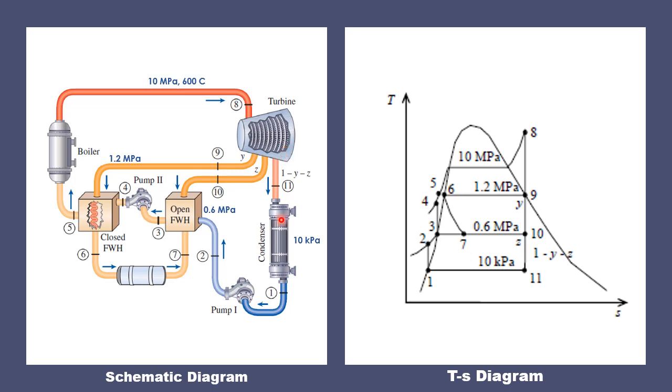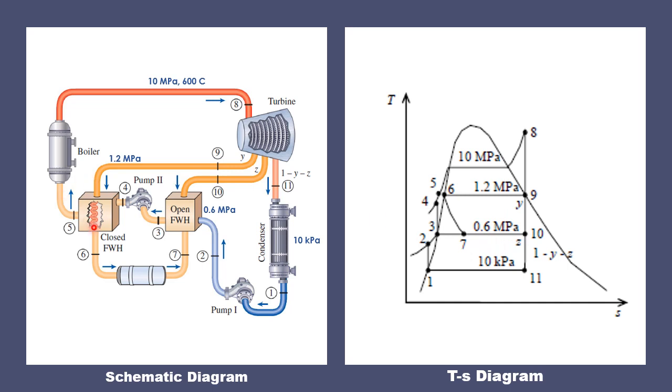So that's why the remaining steam entering the condenser will be the total minus Y minus Z. If we check the TS diagram, we can find that at the condenser, the pressures at points 11 and 1 are the same. Also, at the open feed water heater, the pressures at points 3, 7, 2, and 10 are the same. So points 2, 3, 7, and 10 are all at 0.6 megapascal.